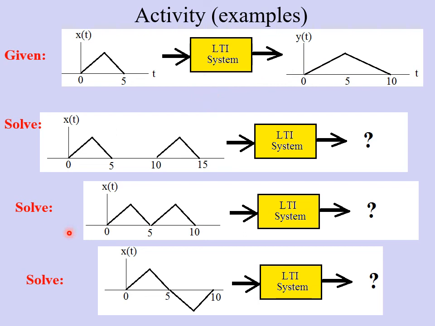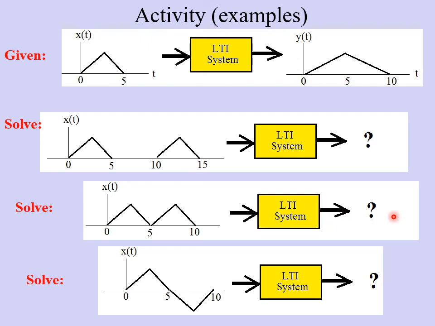So there are 3 different activities here. The first one, which is probably the easiest, is what would happen if this input right here was put into this system. In other words, make a sketch of the output for this input. The next problem is also fairly straightforward, but a little more difficult. What would happen now if the input looks like this? So it's 2 triangular pulses right next to each other. What would the output look like?